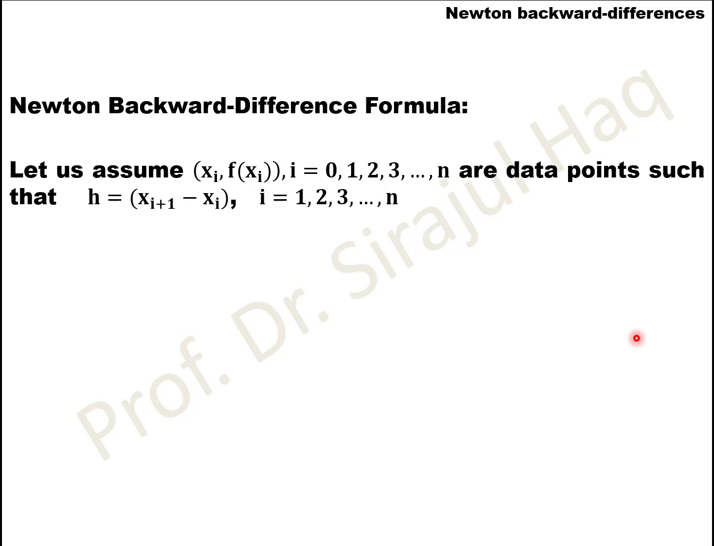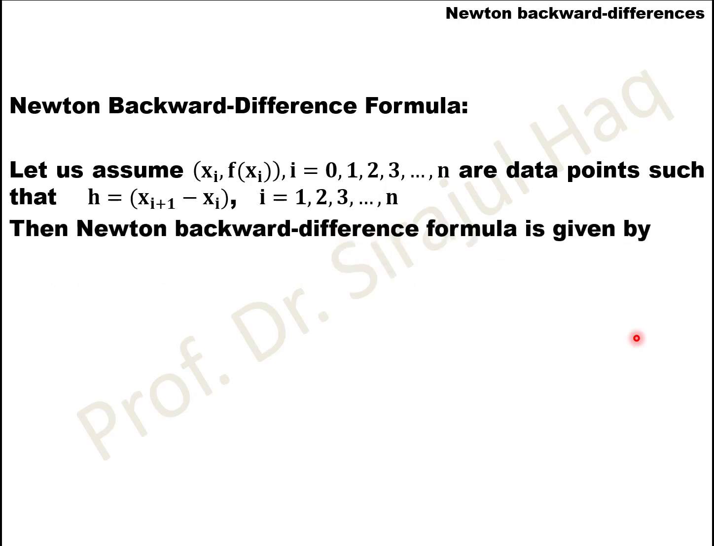That is, the points are x0, f of x0, the second point is x1, f of x1, and the last point is xn, f of xn. We also assume that the data is equally spaced, which means that the distance between two consecutive points is the same, and that is given by h, which we also call the step size.